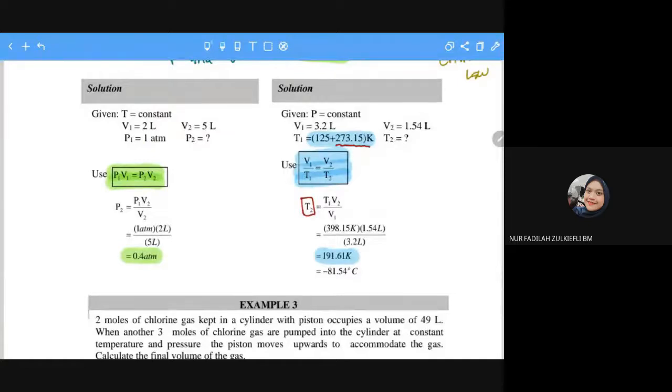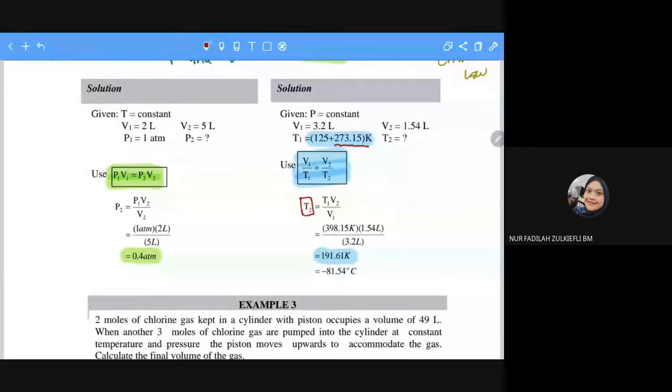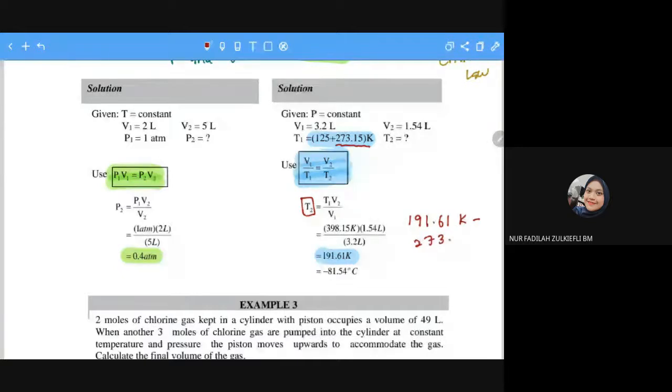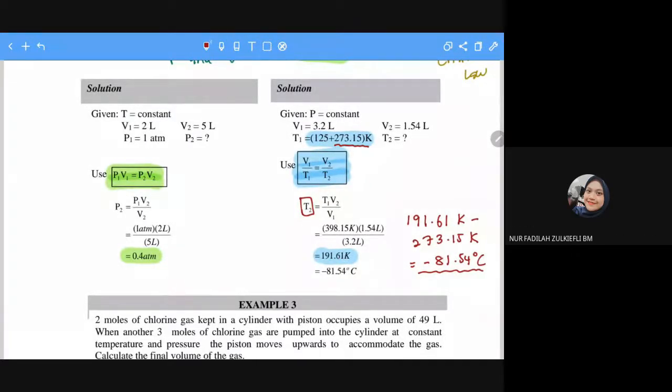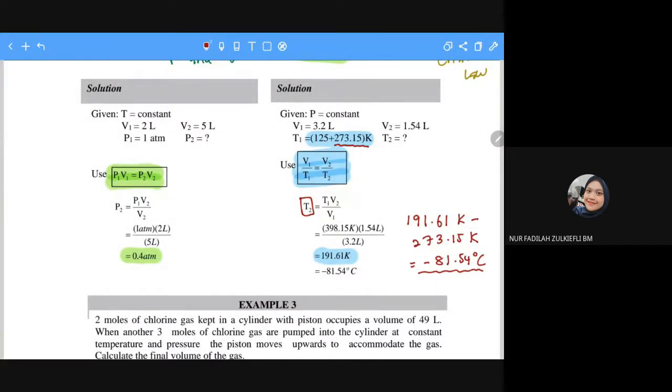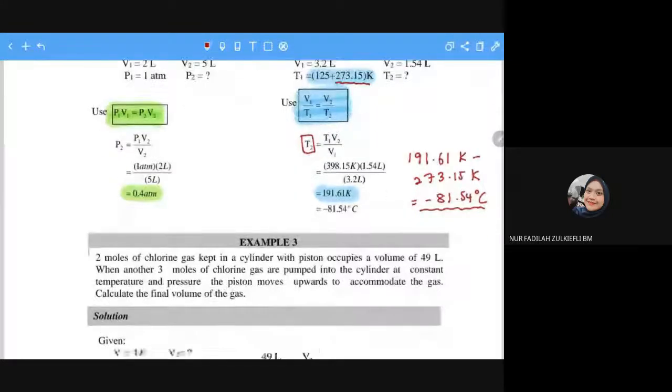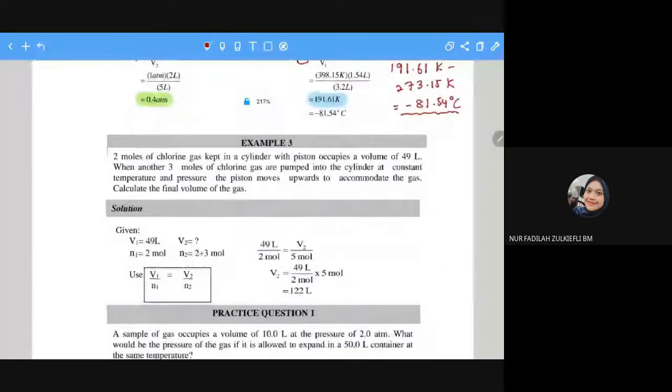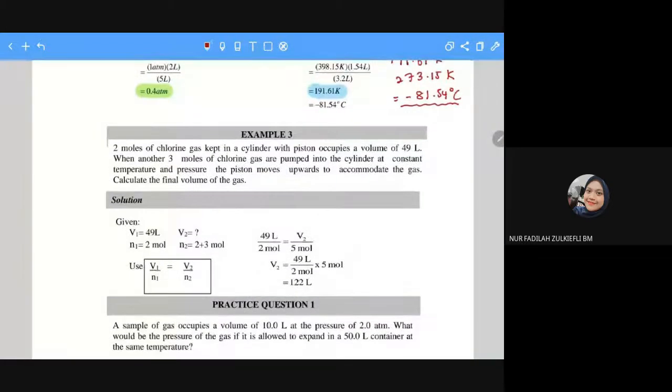Okay, macam mana kita nak convert Kelvin kepada degree Celsius? So 191.61 Kelvin ni kita tolak kan? 273.15 Kelvin. So dapat negatif 81.54 degree Celsius. Boleh kelas? Boleh. Okay, kalau degree Celsius kepada Kelvin tambah 273.15. Kalau Kelvin ke degree Celsius tolak 273.15. Okay?